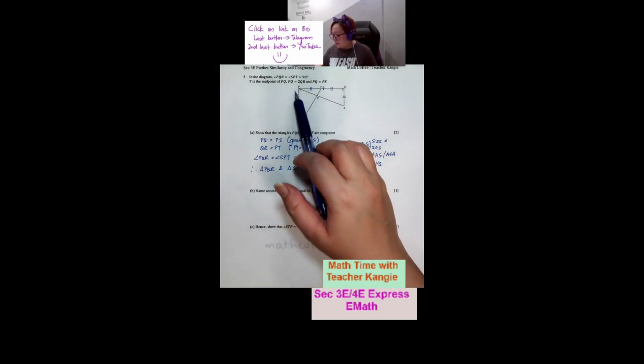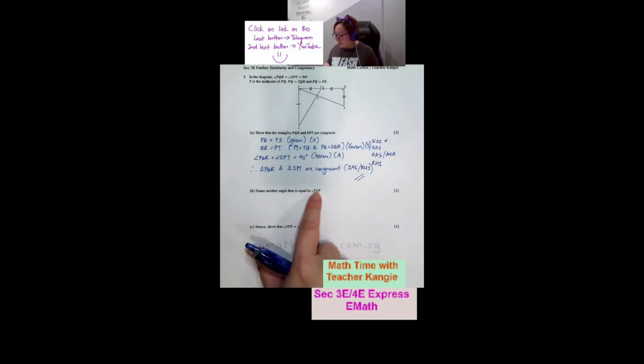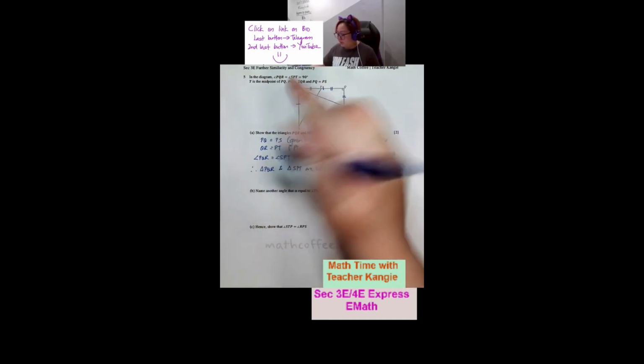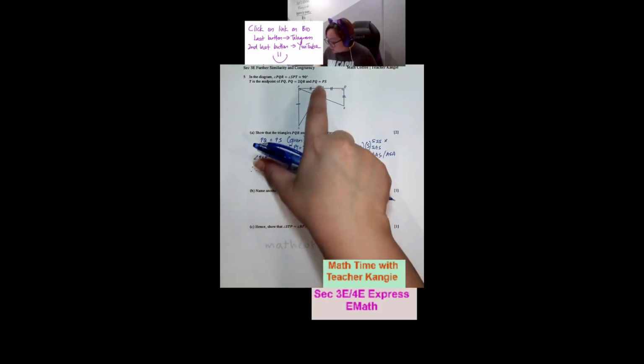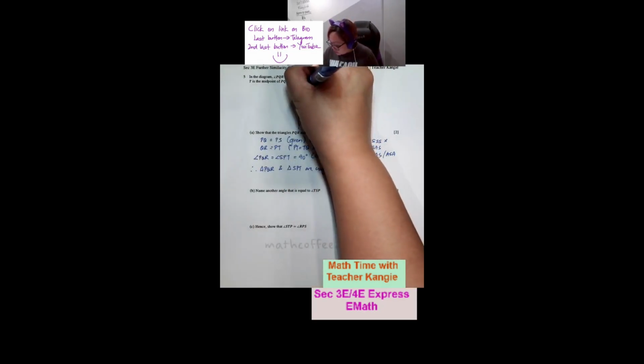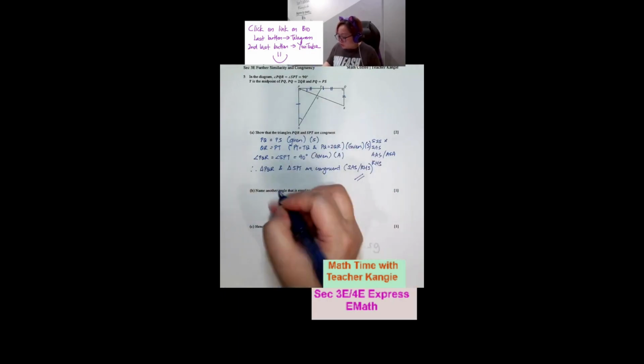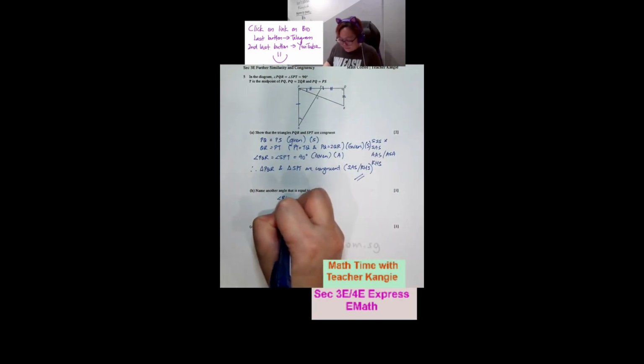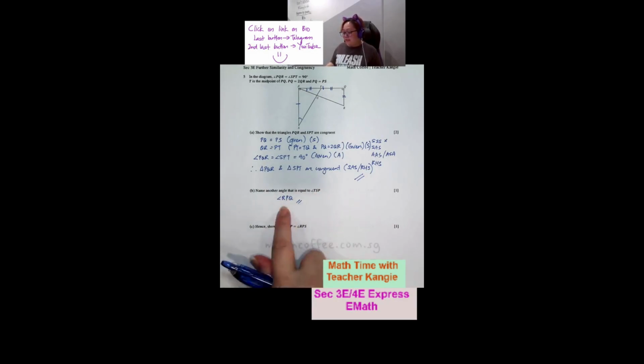Good. Okay, so now name another angle that is equal to TSP. Actually, TSP is inside the triangle that we have proven, so you just look back. TSP, they're talking about this angle over here. In the other right angle triangle, the corresponding angle to S is P. So they are talking about this, and we just say it's angle RPQ. Done. RPQ is the same as TSP, that's all.